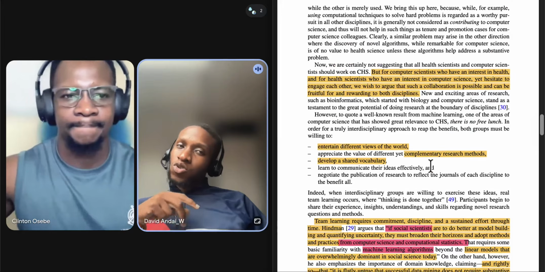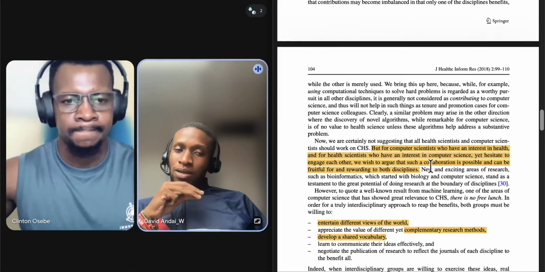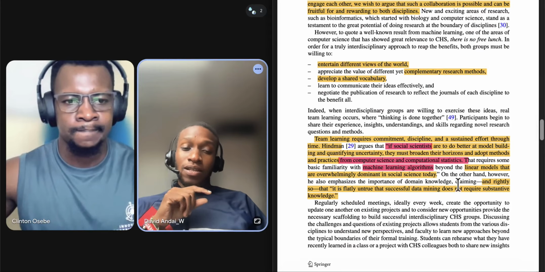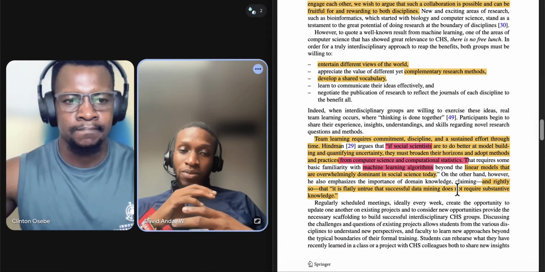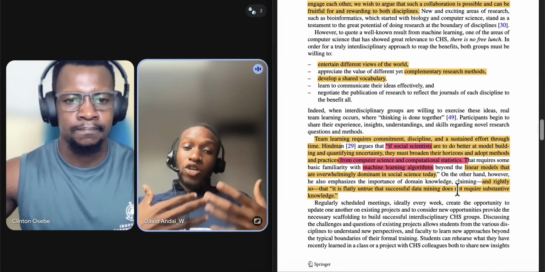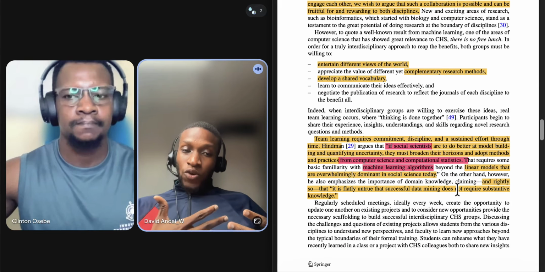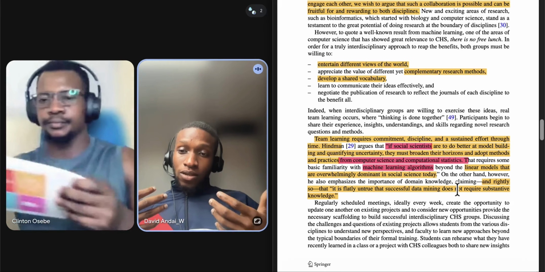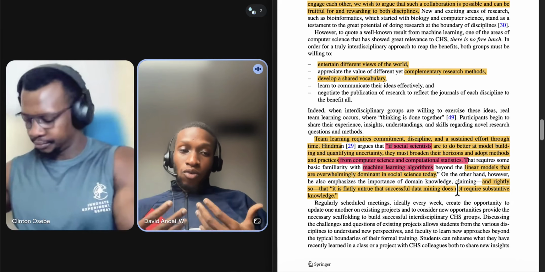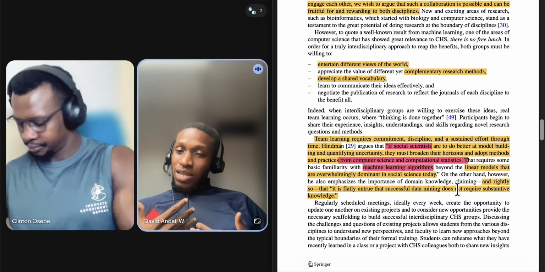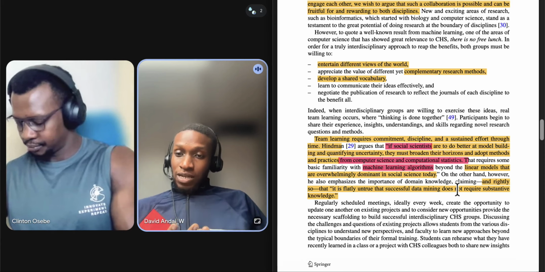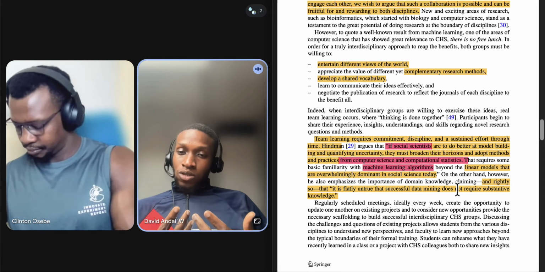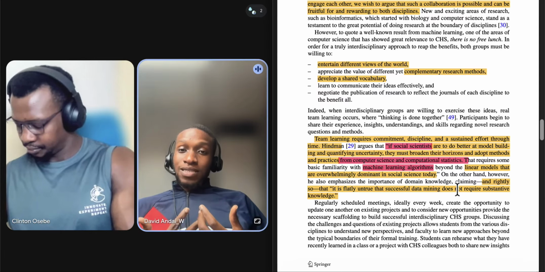So you will notice at the top here, they mention that on the other hand, this requires some basic familiarity with ML algorithms beyond the linear models that are overwhelmingly dominant in social science today. So you'll find people within a capacity are more accustomed to the linear models, and they will leave it at that because they've proven association. Maybe they've done their chi-squares and all that kind of stuff. So that's the other limitation.